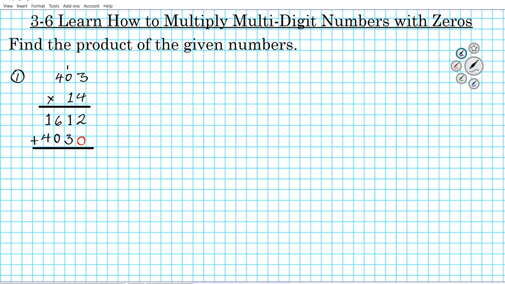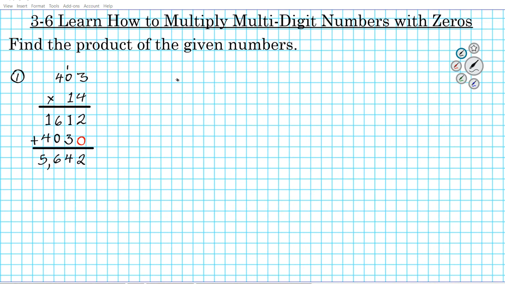Make sure that you orient the digits vertically in the identical place values so you don't make errors when adding. Okay? 2 plus 0 is 2, 1 plus 3 is 4, 6 plus 0 is 6, 1 plus 4 is 5. 5,642 is the answer to question number 1. All right, let's take a look at another number.